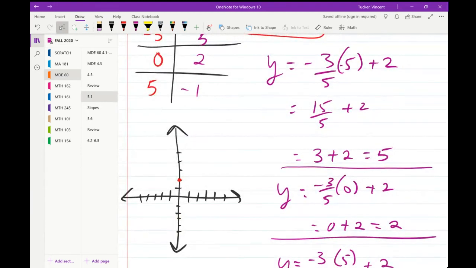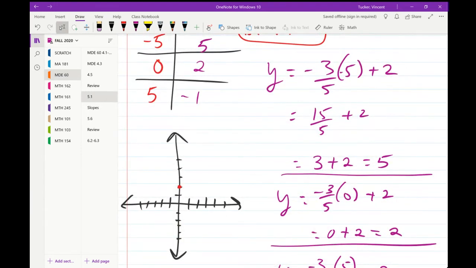All right, so for -5, 5, I'll go to my origin, go to the left 5, up 5. Go back to my origin, nowhere for x, but up 2. Then to the right 5, down 1. Any questions?